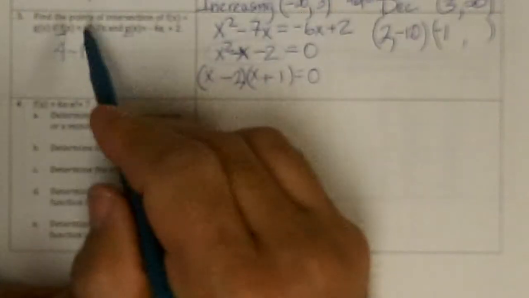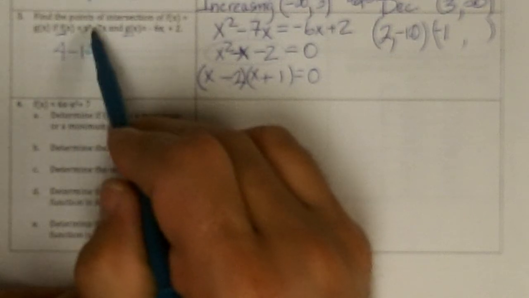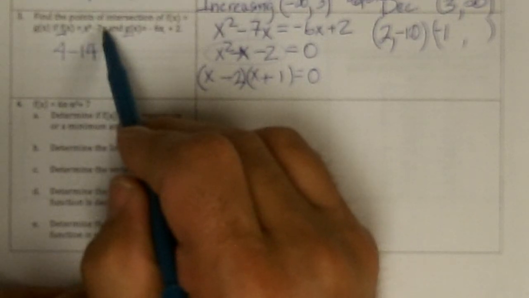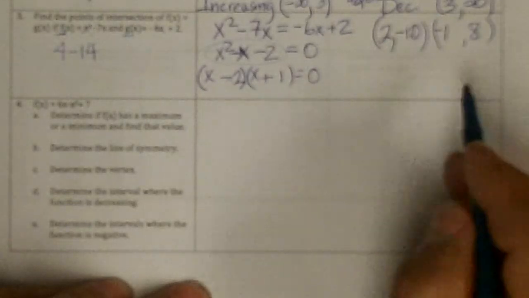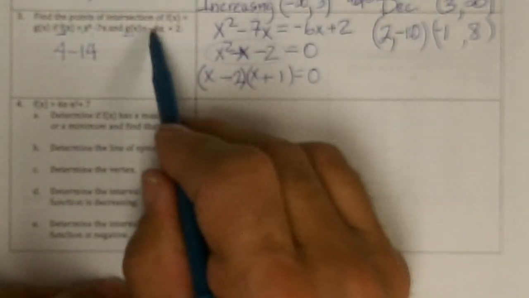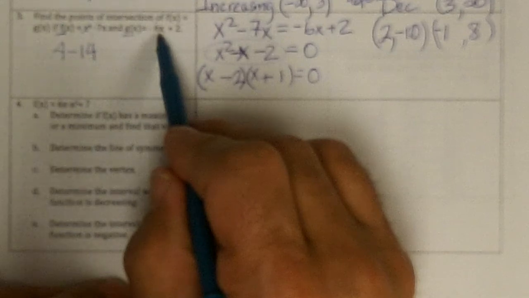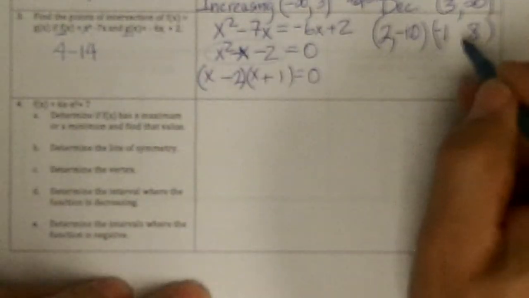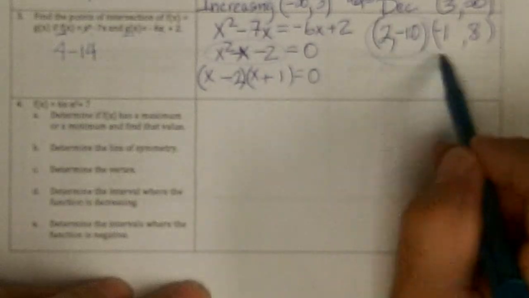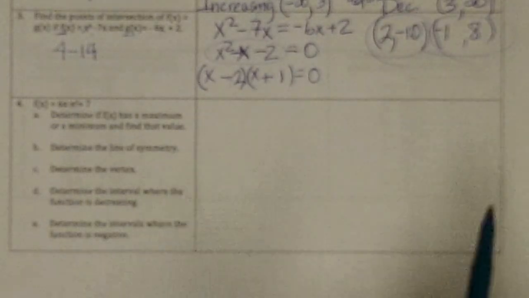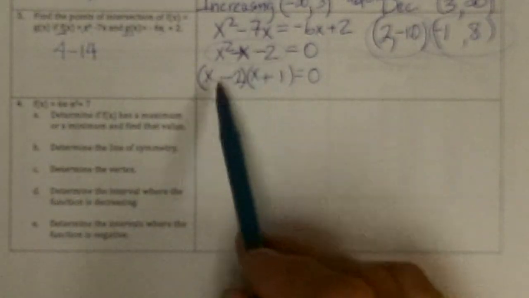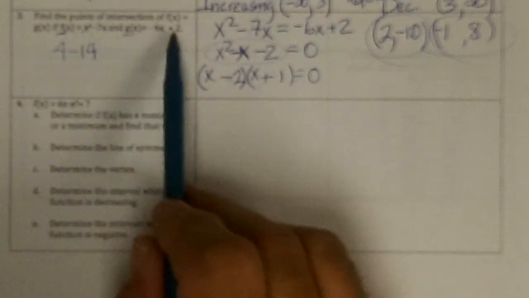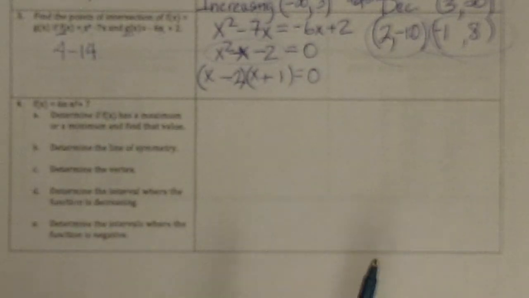And if I put in negative 1 squared is 1, and negative 7 times negative 1 is plus 7, so 1 plus 7 is 8. If I put negative 1 in here, I get negative 6 times negative 1, which is plus 6, plus 2 is 8. So those are the points of intersection. I have to take my solutions to this and put them into the original functions to find out how high they were when they intersected.